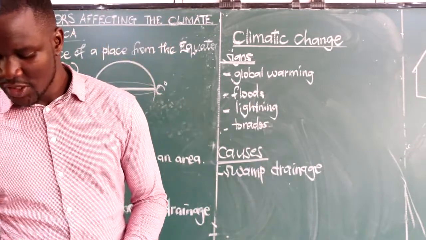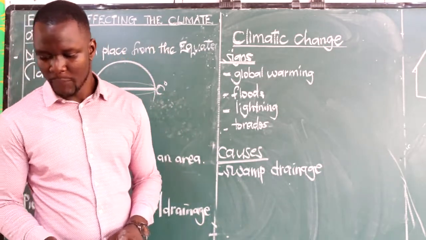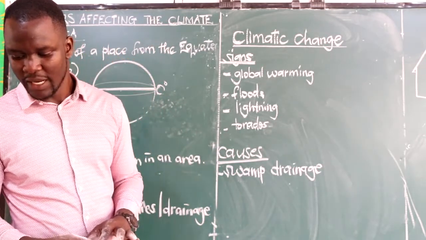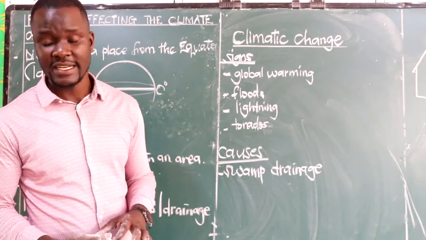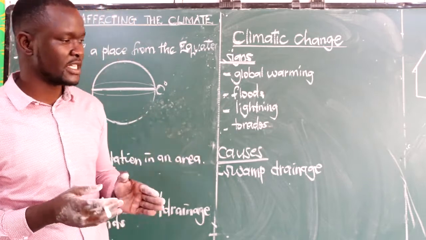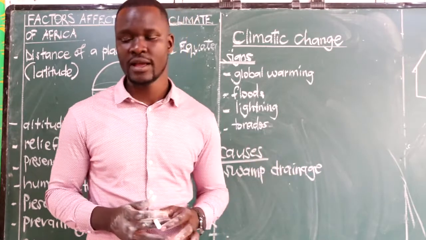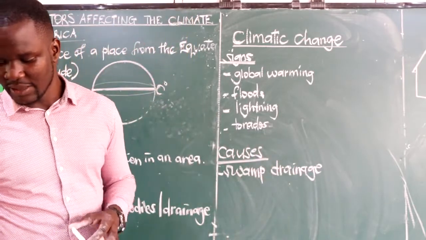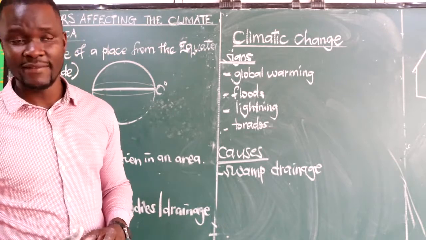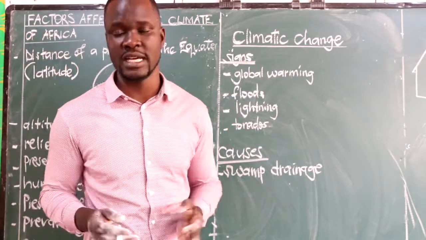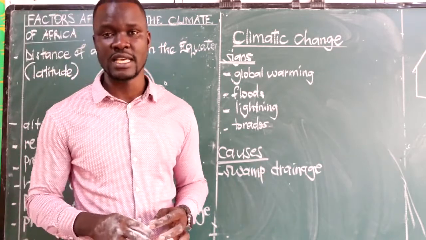Then we have also the other problem, the other cause, that is what we call bush burning. Bush burning, that is setting fire to burn the bushes. Then we have industrialization. Industrialization, we are looking at setting up very many industries in an area, it is kind of development, but it's dangerous to the environment. And then we have emission of toxic gases into the atmosphere. That is what is given to us as emission of carbon.